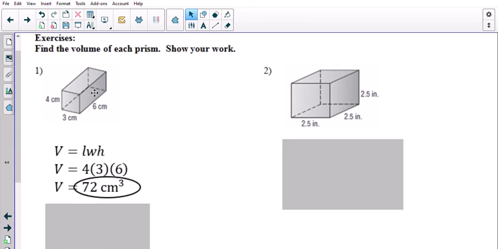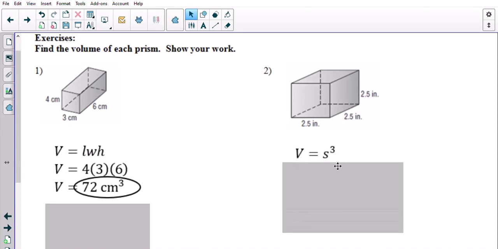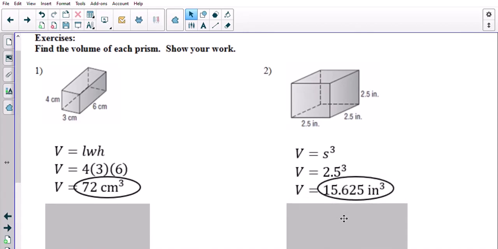All right, let's take a look at number 2. Also a rectangular prism, but it's also a cube since all the sides are the same length. So I used s to the third power, which is 2.5 to the third power, and that gets us 15.625 inches cubed. Don't forget your labels. If you don't know how to plug in 2.5 to the third power on your calculator, definitely check in with me. But you can also do 2.5 times 2.5 times 2.5. So you can just multiply it that way, not 2.5 times 3, so be careful.